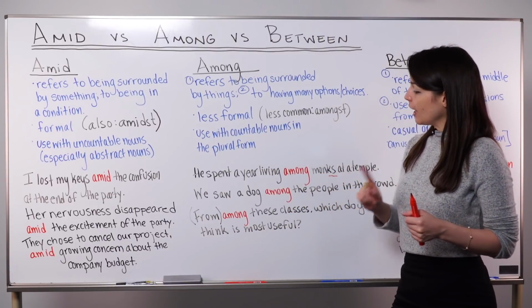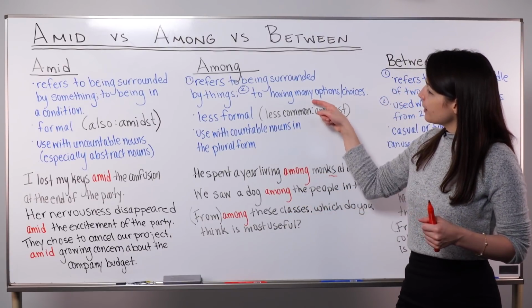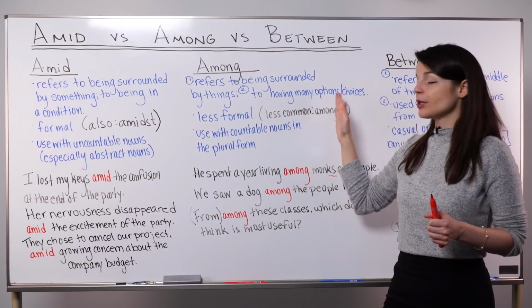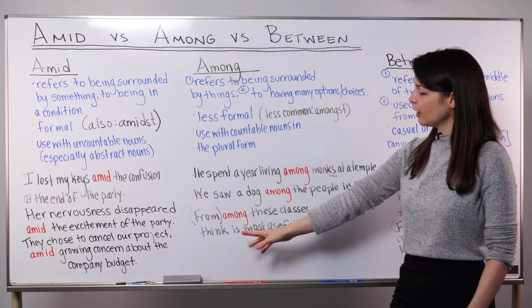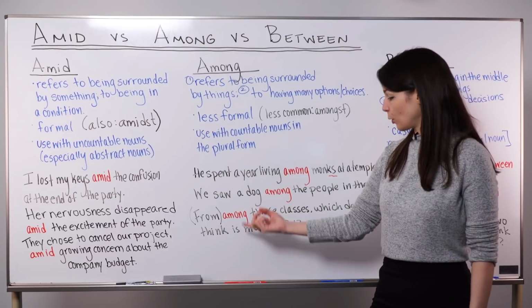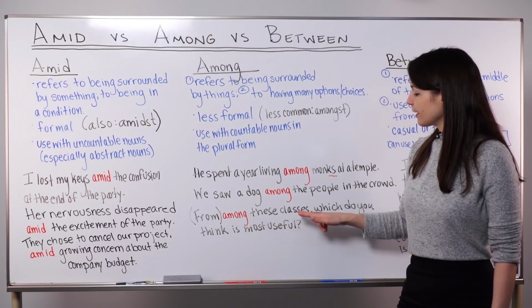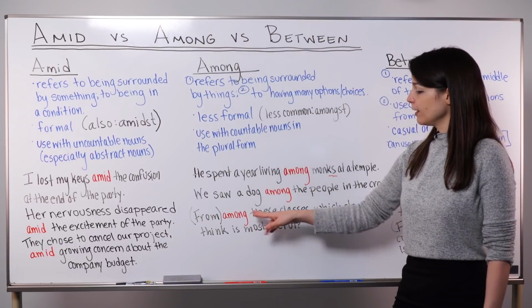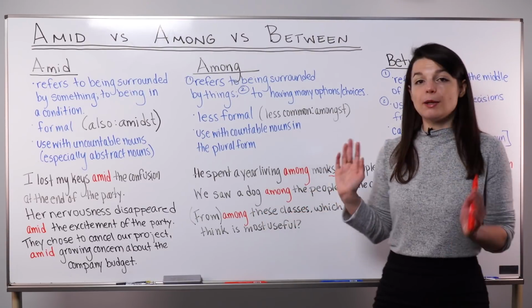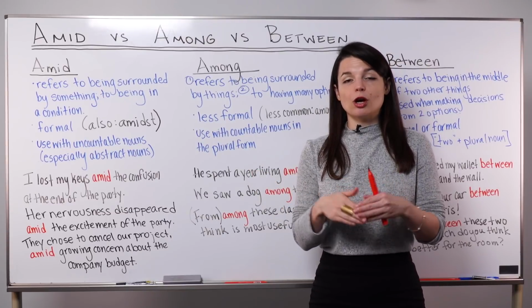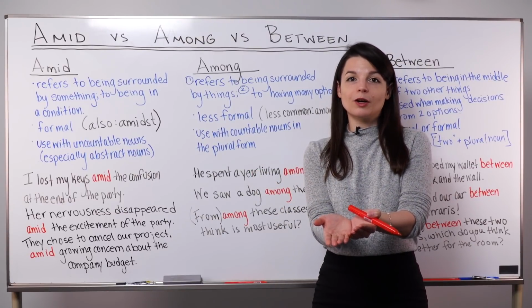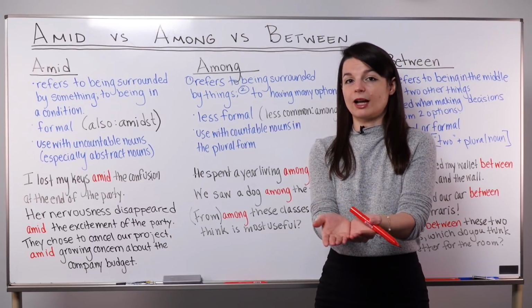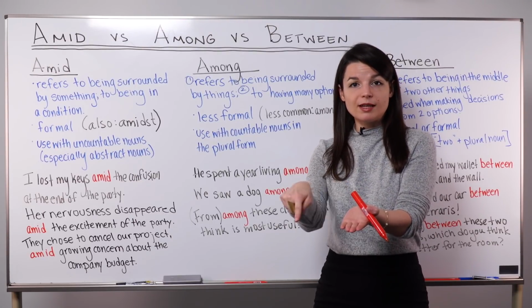Okay. Finally, I want to end with an example that shows us point 2 that I talked about when we have many options or choices. So here I've made a simple sentence, a simple question. From among these classes, which do you think is the most useful? From among these classes. So imagine in this case, maybe you're showing someone a book or some kind of guide from your university or a school, and you're asking for a recommendation, and you point, from these classes.